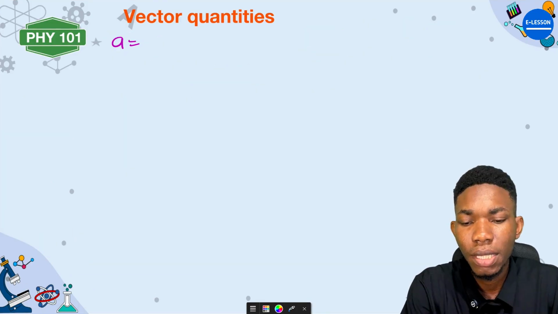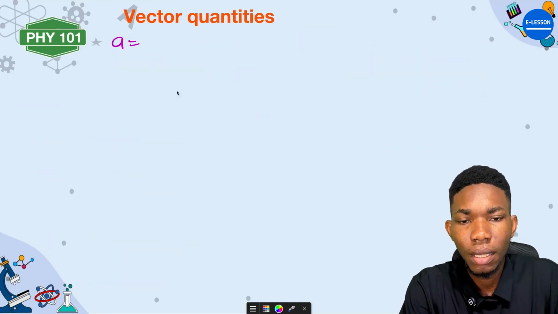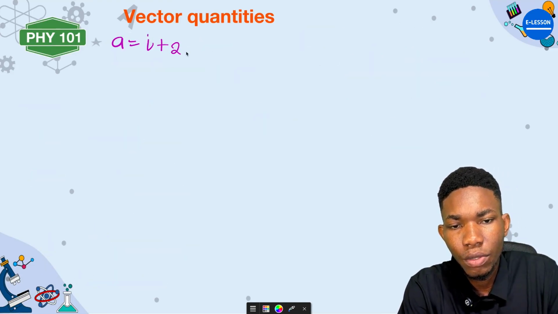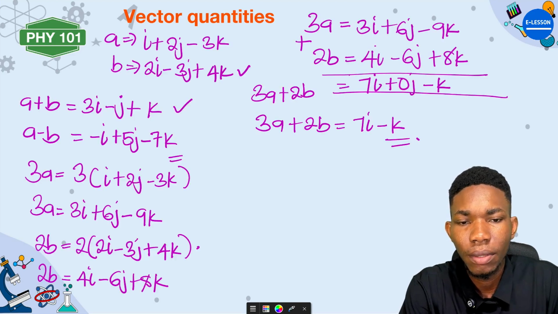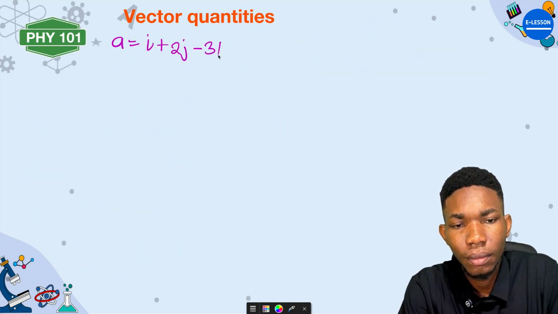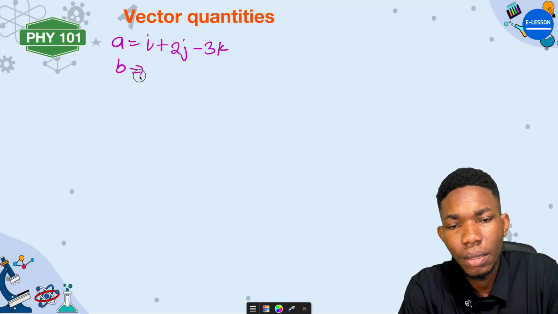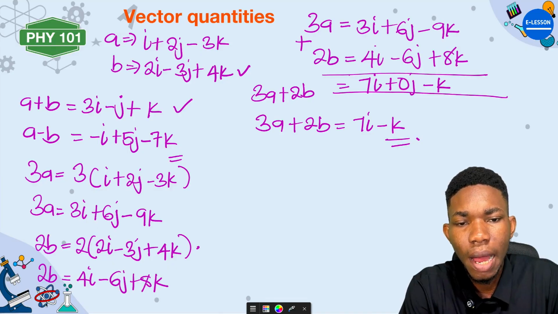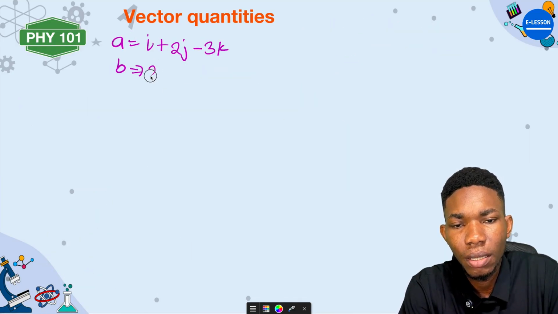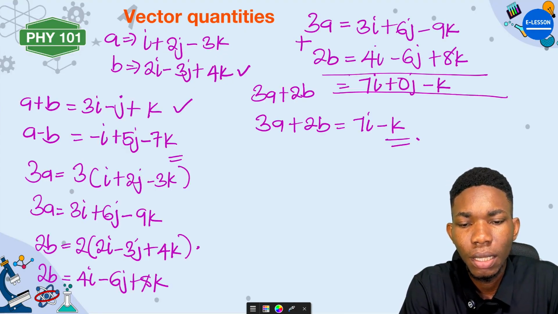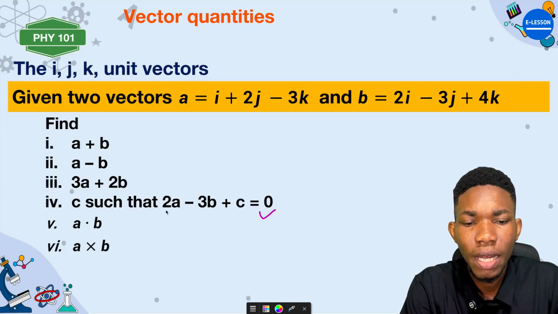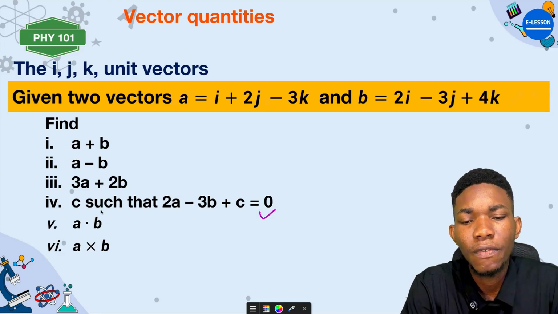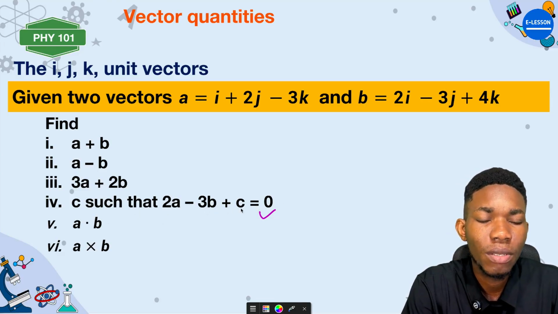Is that okay? Next, what is our a? Let's write it again. A is i plus 2j minus 3k. Now, what is our b? B is 2i minus 3j plus 4k. Is that okay? Now, the question says you should find 2a minus 3b plus c is equals to 0. You say find c such that 2a minus 3b plus c is equals to 0.